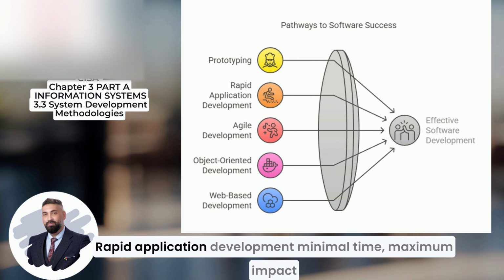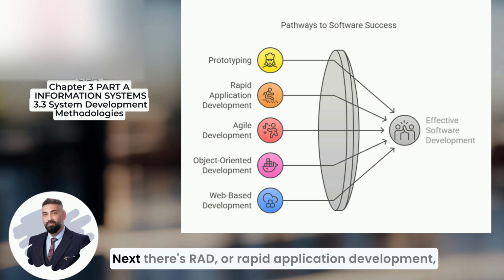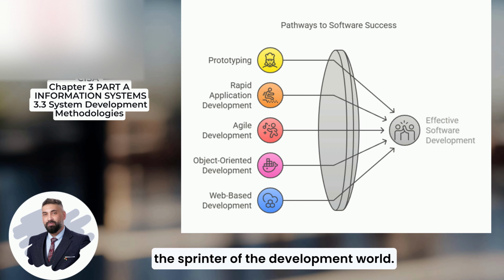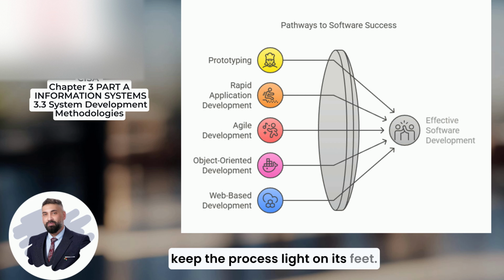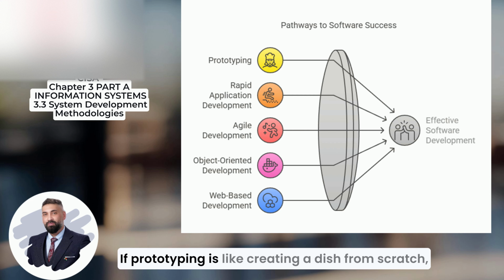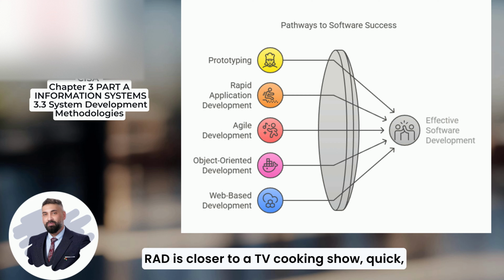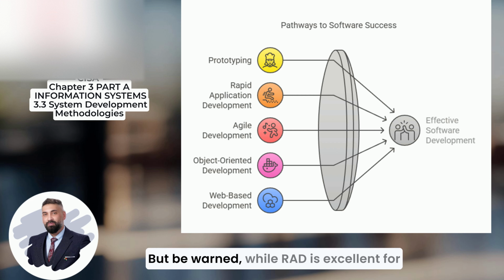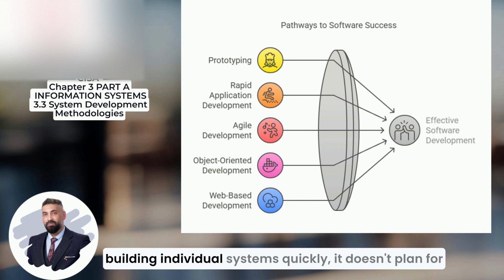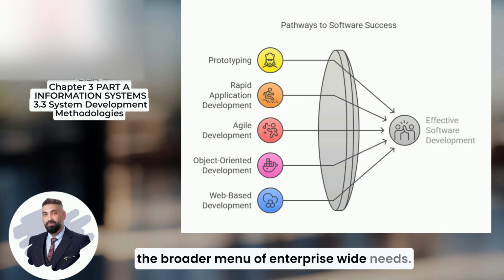2. Rapid application development, RAD. Minimal time, maximum impact. Next, there's RAD, or rapid application development, the sprinter of the development world. Small, fast-moving teams and evolutionary prototypes keep the process light on its feet. If prototyping is like creating a dish from scratch, RAD is closer to a TV cooking show, quick, purpose-driven, and relying on preset ingredients. But be warned, while RAD is excellent for building individual systems quickly, it doesn't plan for the broader menu of enterprise-wide needs.